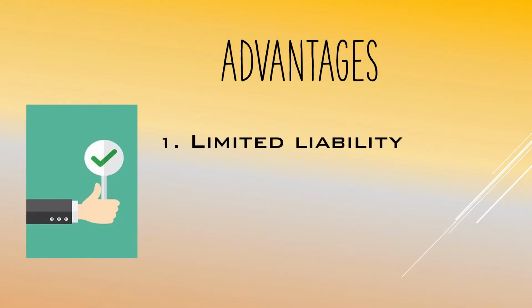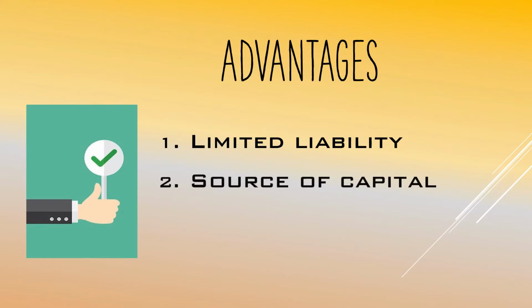Advantages of a corporation. So first is limited liability. The shareholders of a corporation are only liable up to the amount of their investments. The corporate entity shields them from any further liability, so their personal assets are protected. Next is source of capital. A publicly held corporation in particular can raise substantial amounts by selling shares or issuing bonds. And lastly, perpetual life. There is no limit to the life of a corporation since ownership of it can pass through many generations of investors.